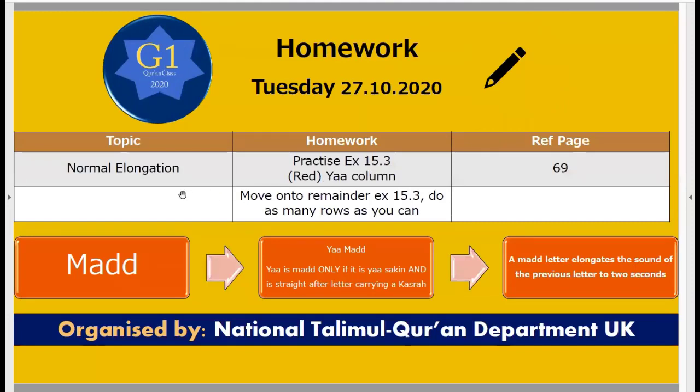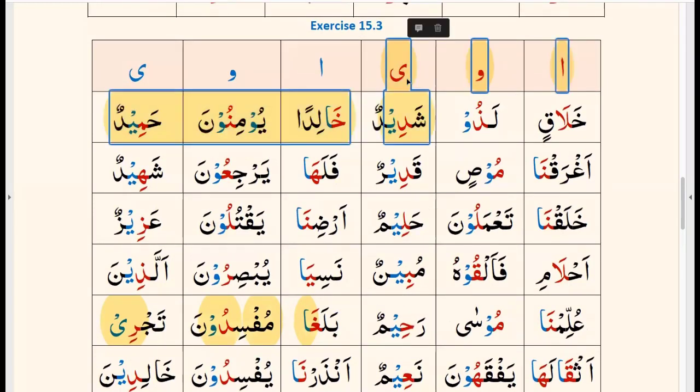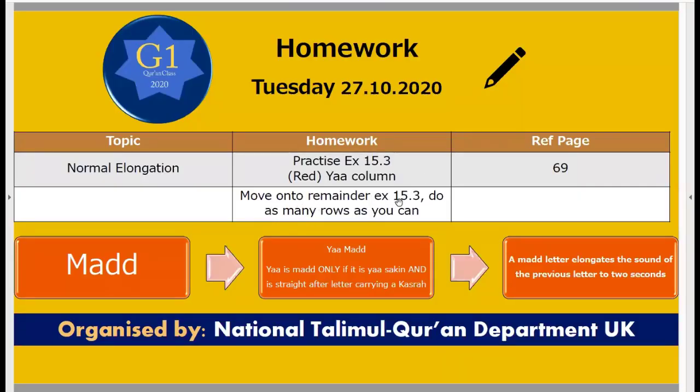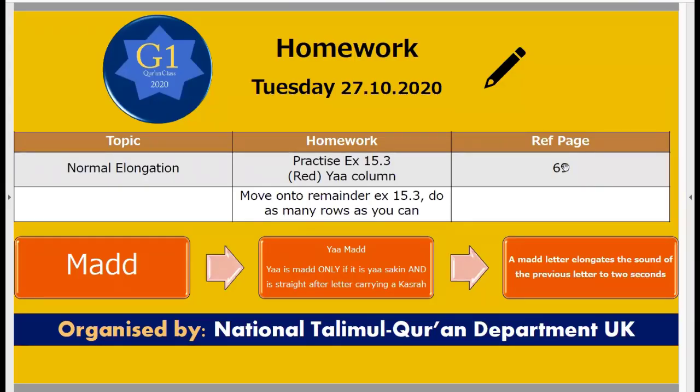So we have our homework for today. Our homework for today is our normal elongation, and I want you to practice exercise 15.3, the red ya column, okay, which is the one we were just looking at here. Practice that, okay? And then you can move on to the remainder of exercise 15.3 and do as many rows as you like that we did today, okay? So reference page is page 69.